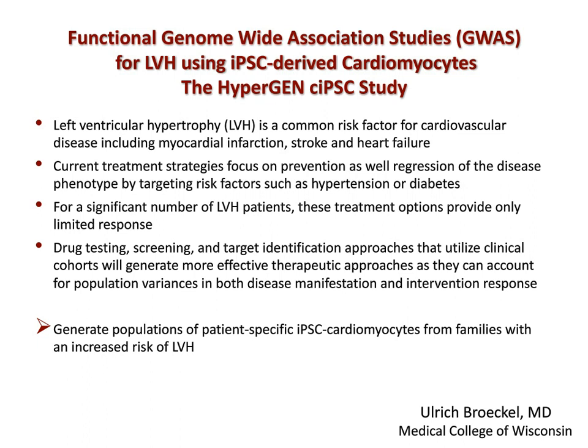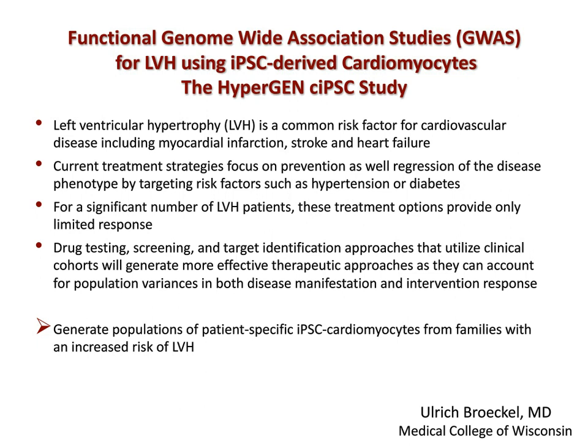We propose that drug testing, screening, and target identification approaches that rely on clinical cohorts of patients will generate more effective therapies, as they can account for population variances in both disease manifestation and response to treatment. So to test this idea, Dr. Bruckel, leading a consortium of scientists in collaboration with CDI, has generated a large panel of patient-specific iPS lines from families with an increased risk of left ventricular hypertrophy.